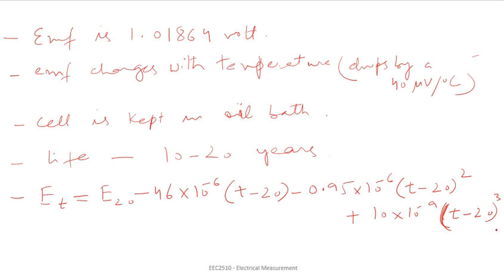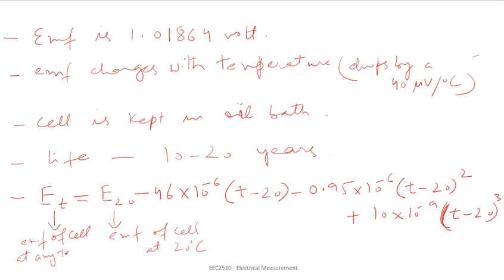power 3. Okay, so this is the equation which relates the EMF with temperature, where this ET actually represents the EMF of the cell at any temperature T, and this E20 relates the EMF of the cell at 20 degree Celsius. So this is EMF of cell at 20 degrees Celsius, and this is EMF of cell at any temperature T.